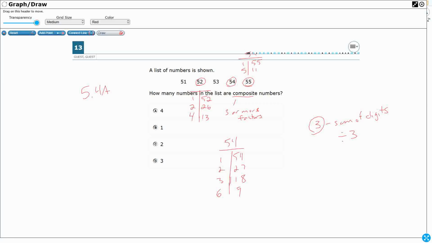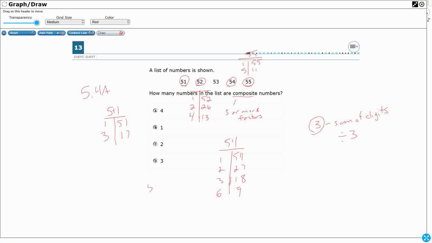All right, so we've got 3 different composite numbers. The question is, what about 51 and 53? So 51, it's not even, and it's not ending with a 5 or 0. So it might be prime, but look, 5 plus 1 makes 6. 6 is divisible by 3, therefore that means 51 is divisible by 3. So 3 times something, and that's going to be 17. So that's going to be the tricky one right there. Other than that, those are the only 4 factors of 51.